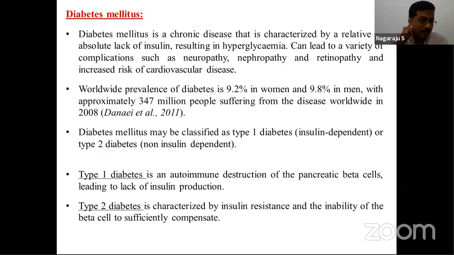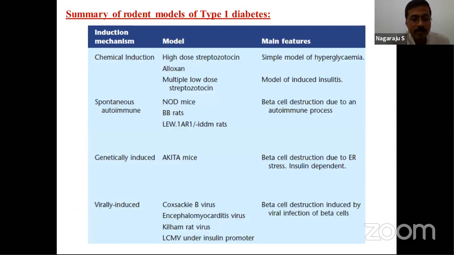Diabetes may be classified into two types. One is insulin dependent, and type 2, that is non-insulin dependent. Type 1 diabetes is autoimmune destruction of pancreatic beta cells, causing lack of insulin production. Type 2 is characterized by insulin resistance. Now, do we have an animal model for the study of diabetes mellitus? The answer is yes. And we have more specific disease-conditioned animal models.